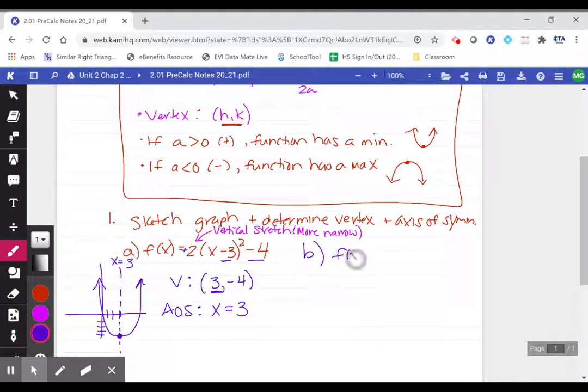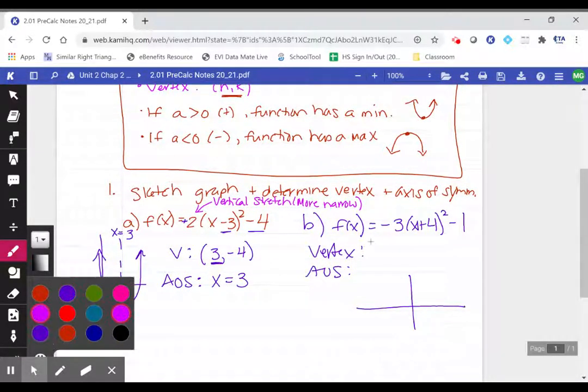Let's do another one. f of x equals -3 times the quantity x plus 4 squared minus 1. Pause the video here, see if you can find your vertex and your axis of symmetry, and then do a sketch of your graph.